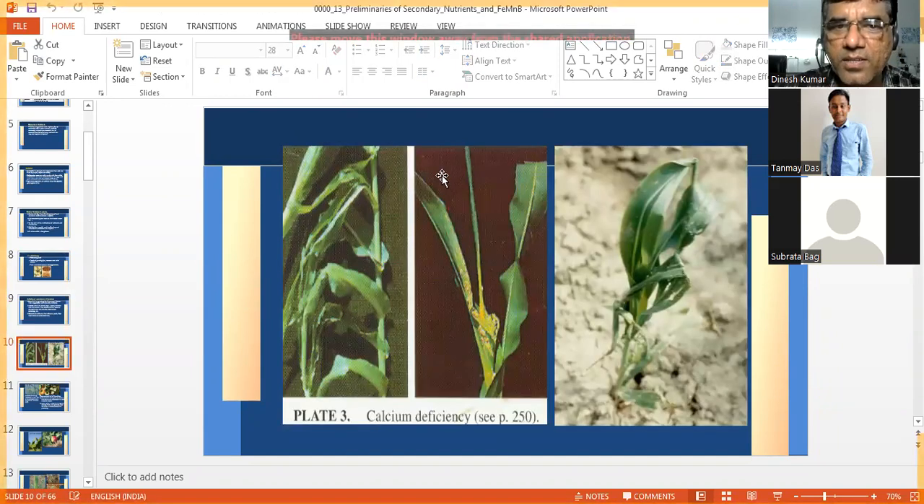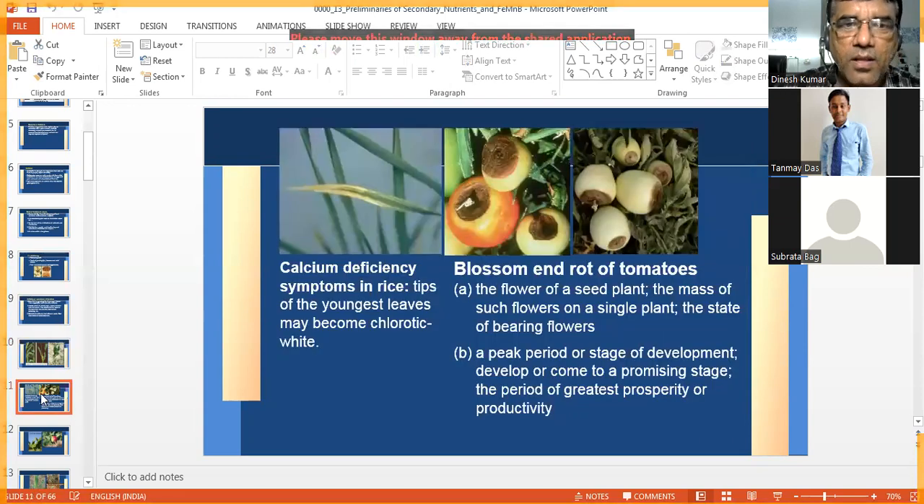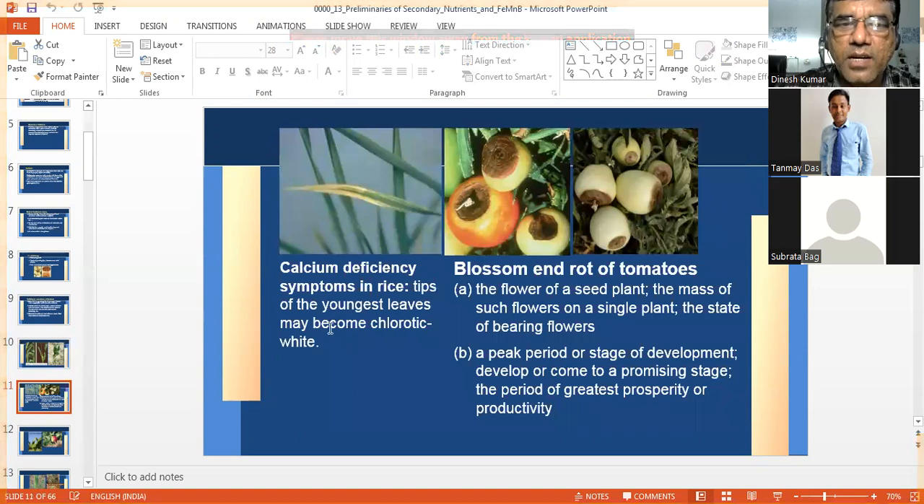So you can see different symptoms of calcium deficiency. You can see there is reduced growth and there may be death of the growing points. And you can see that the two leaves are joined, glued together at the tips of the leaf. Now you can see this is calcium deficiency in rice. Tips of the youngest leaves may become chlorotic white. These kinds of symptoms are calcium deficiency.